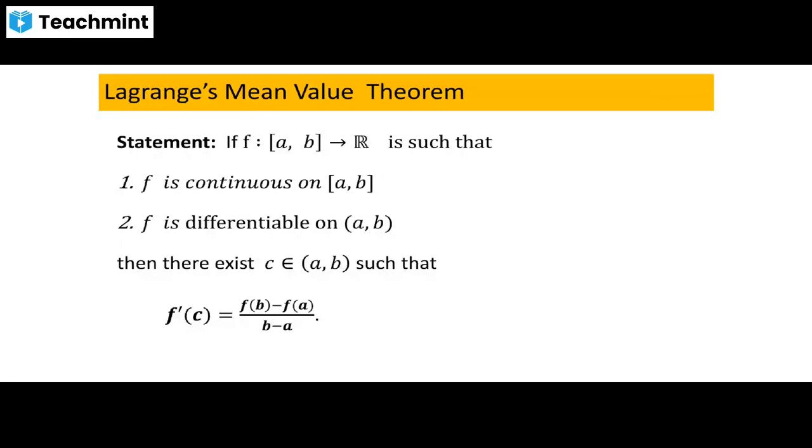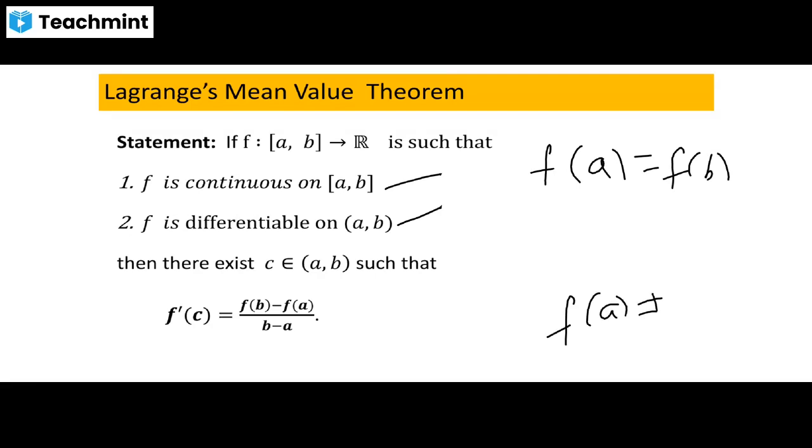The function which we have taken, assume that it additionally satisfies the third condition. That means what is the third condition? I already told you f of a may be equal to f of b, or f of a not equal to f of b. Both the cases we are allowing, isn't it?